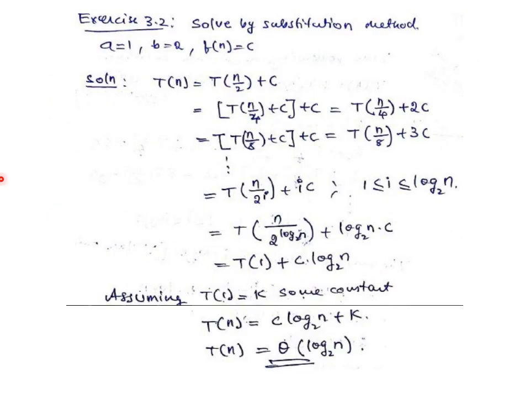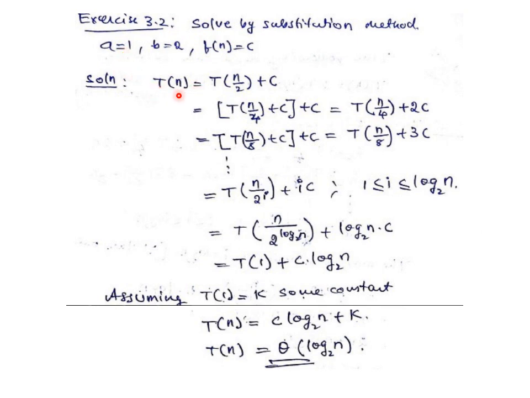The problem is like this: solve by substitution method. So we are given that a is equal to 1, b is equal to 2, and f of n is equal to c, where c is a constant. So instead of giving the direct recurrence relation, we are given the values of a, b, and f of n, so we have to frame the recurrence relation. So now let's see how to frame it.